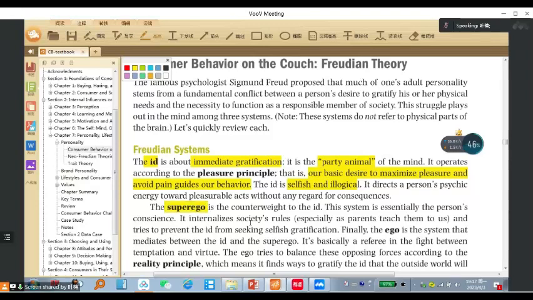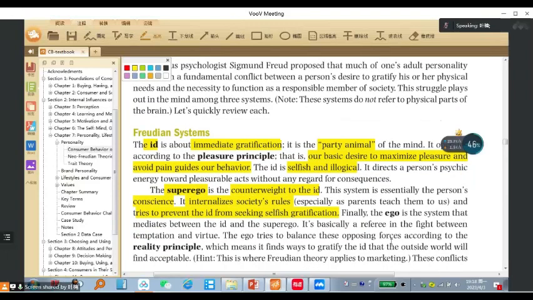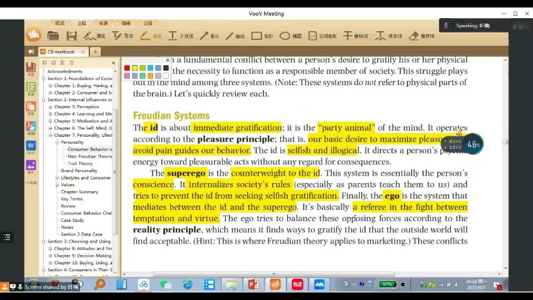The superego is the counterweight to the id. Essentially, it is the person's conscience, which internalizes society's rules and tries to prevent the id from seeking selfish gratification. While the ego is the system that mediates between the id and the superego. Basically, a referee in the fight between temptation and virtue. It tries to balance these opposing forces according to the reality principle. It finds ways to gratify the id that the outside world will find acceptable.